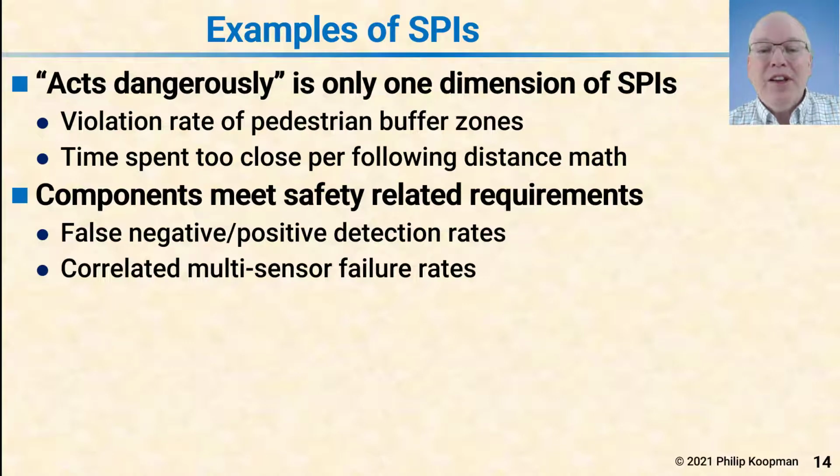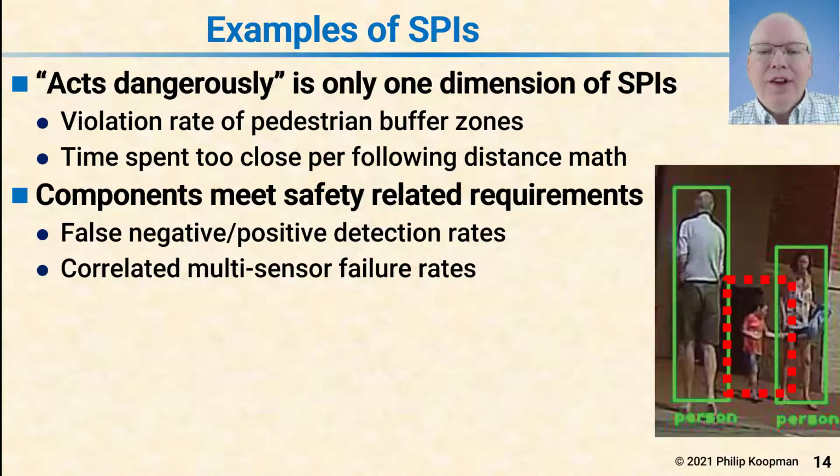Correlated multi-sensor failure rates are going to be a sticking point here, because the assumption that if you have 3 sensors, at least one will see something might be violated in some rare cases, but often enough to be a problem. If, however, you have SPIs on each type of sensor, you can do things like, say, in this picture, there's a system which did not see the child next to the parent.